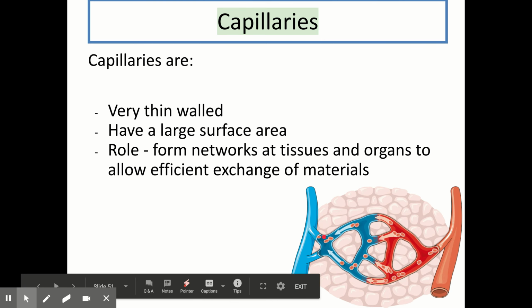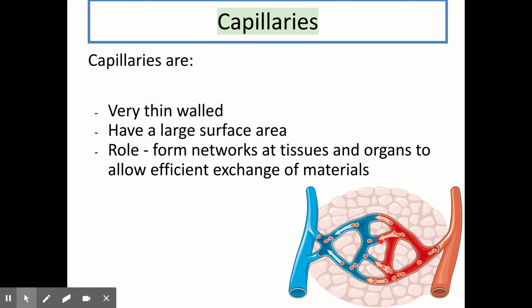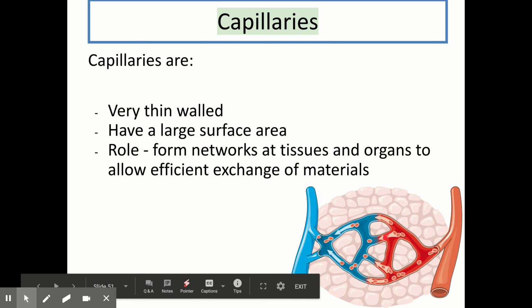They're not just one single long tube, they have a network that goes through each of these cells within the tissue. They have very, very thin walls, and this is because as they go between cells, that you can see in this diagram, materials have to be able to diffuse into and out of the capillary vessels to the surrounding cells.